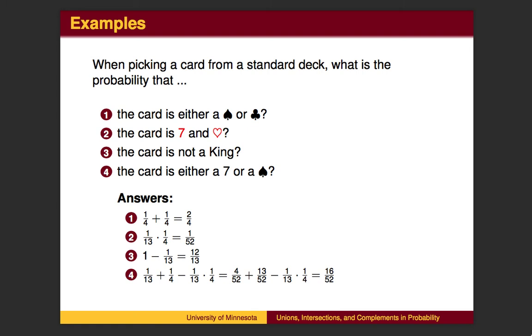To do the third problem, there are 13 ranks, of which king is one of the 13. So the other 12 ranks are not the king. In the final example, we need to account for the overlap. There are 4 sevens and 13 spades, which makes 17 possibilities. But we counted the 7 of spades twice, so we subtract the overlap to get 16 out of 52.